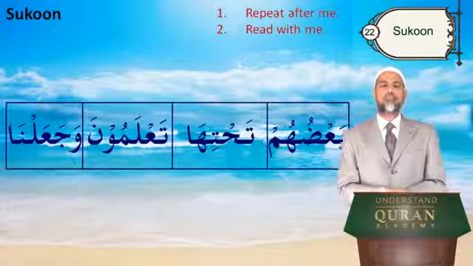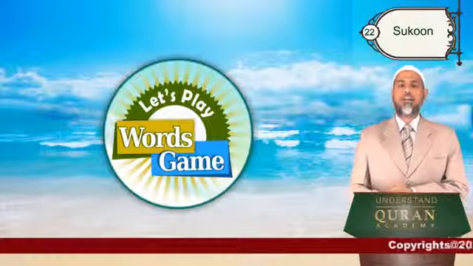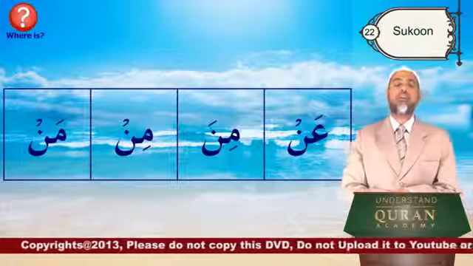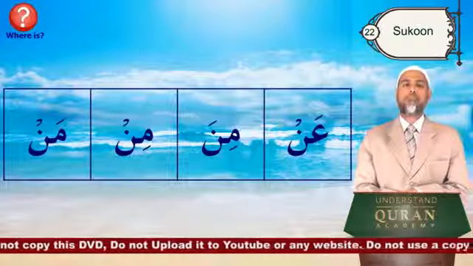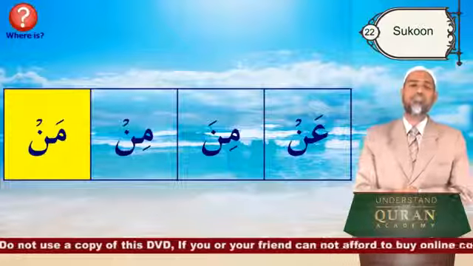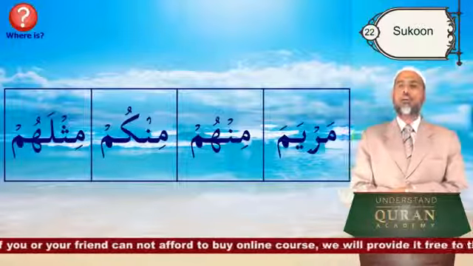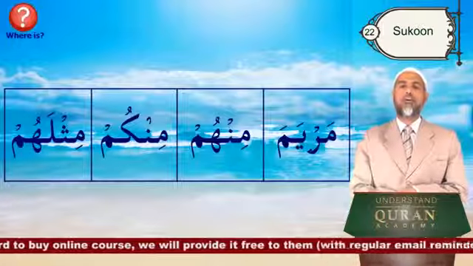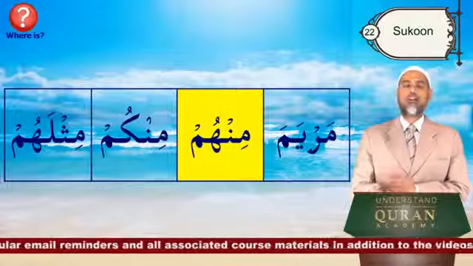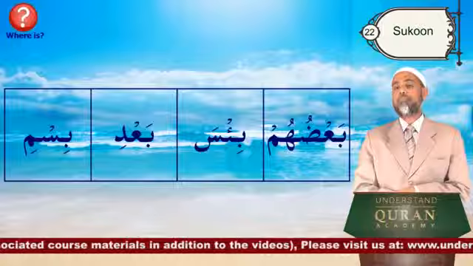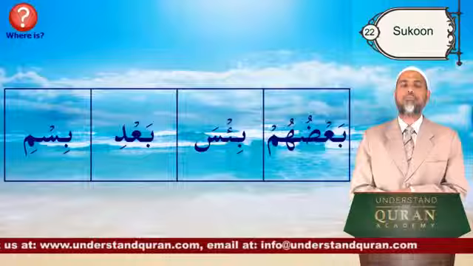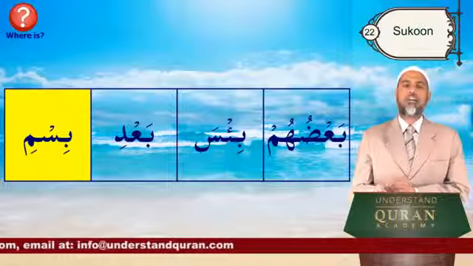Let's play a word game. Can you find out the word man? The word man. The fourth one, man means who. Man anta, who are you? Where is the word minhum? Minhum. The second one, mashallah. Where is the word bismi? Small one, can't be the first. Bismi. The last one, mashallah.